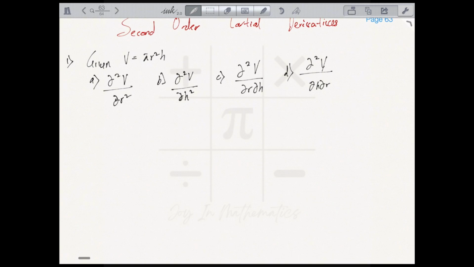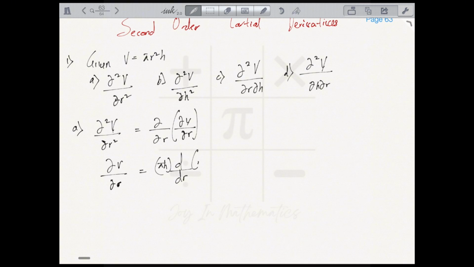Now, let's begin with the squared v, the r squared. That is simply differentiating with respect to r of the v, the r. Let us evaluate our dv dr, and this we have done in our previous videos. That dv dr will be pi h as a constant, differentiated with respect to r of r squared, which gives pi h multiplied by 2r, and this will be 2 pi rh.